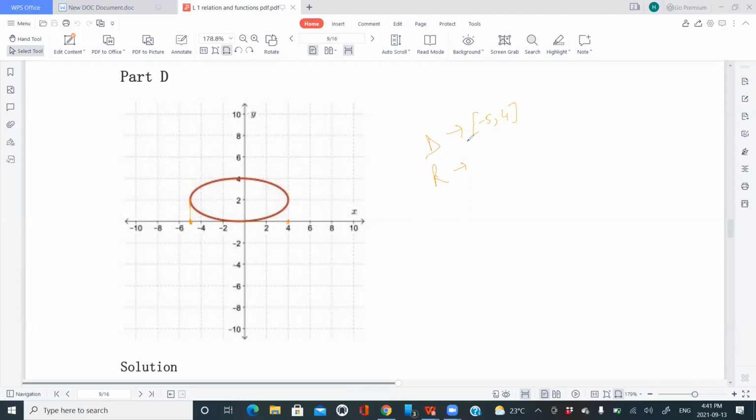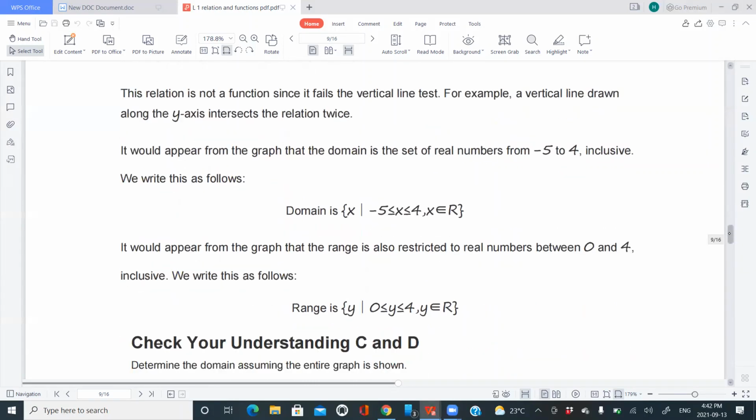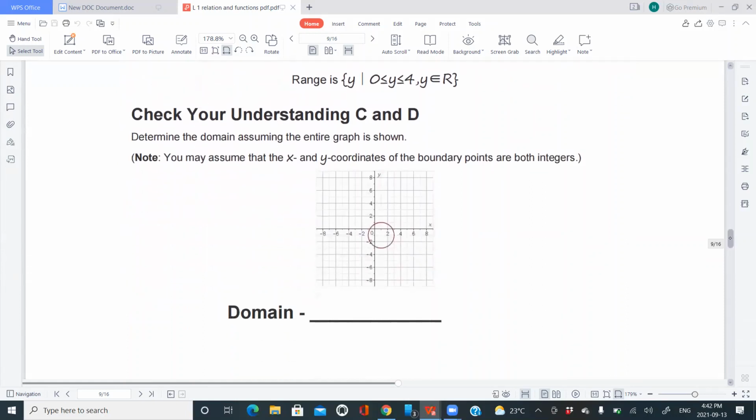And range is what you were talking about, from 0 to this. Range we see on the y-axis. 0, so it'd be 0 to 4? Yes. Okay, so from 0 to 4, this is my range. Okay, so check your understanding.